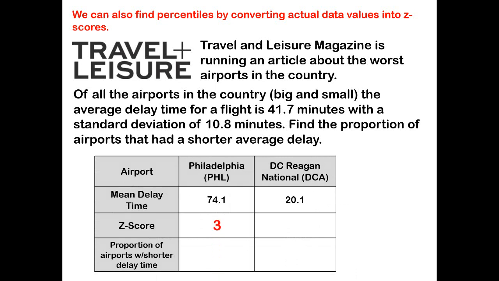To calculate our z-score, we can use our z-score formula by taking this value, subtracting it by the mean, and dividing it by the standard deviation, giving us a value of 3. For DCA, when we do that same formula, we find that it's -2.